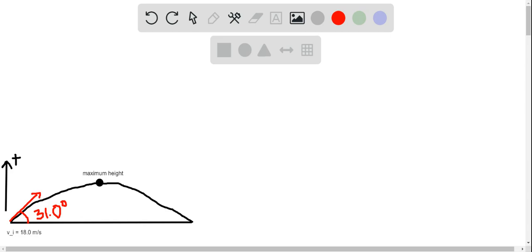So the first thing that I like to do is write down the known quantities. And we know two quantities for sure: the initial velocity at which the football was kicked is 18.0 meters per second, and the angle at which the football was kicked is 31.0 degrees. Now, I also like to write down what it is that we're trying to find. So we're trying to find the time it would take for the ball to hit the ground again. This will be denoted by capital T in the solution.